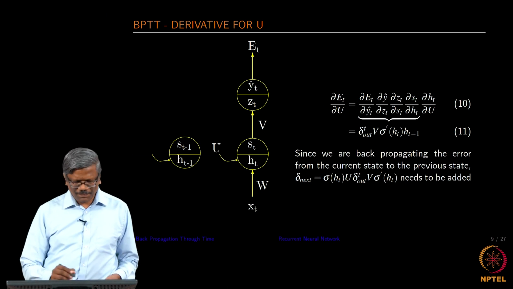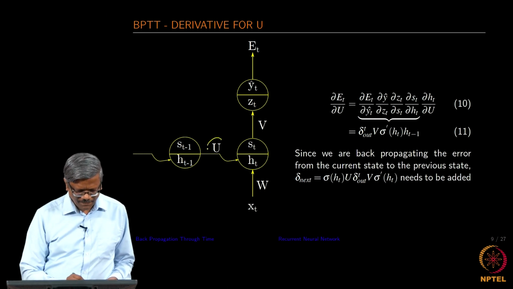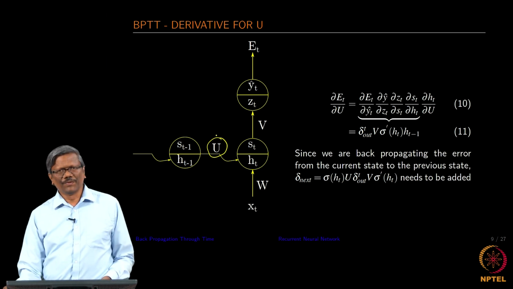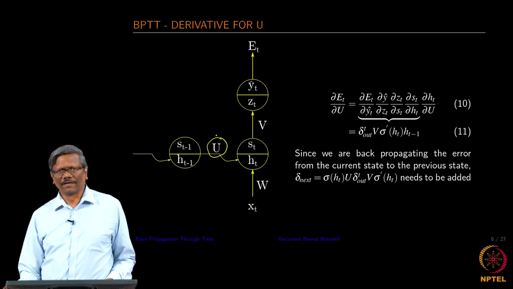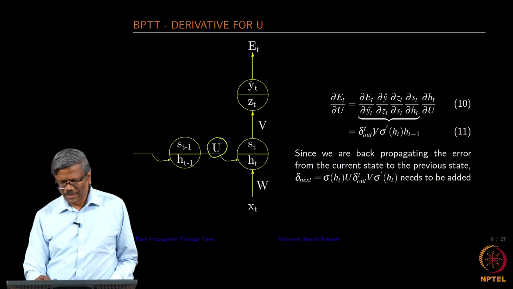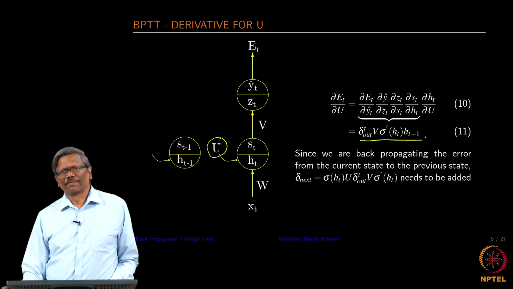So, now we have to find the derivative with respect to U, so that we can update the matrix U here. So, again apply the chain rule. So, we are going to be getting values similar to this. Okay.